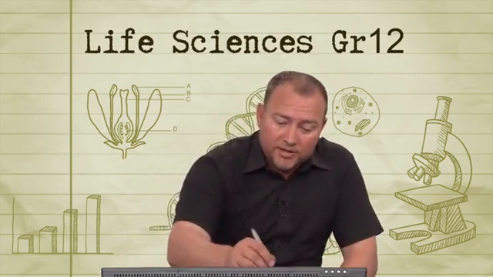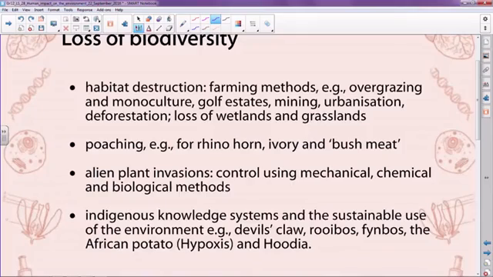So if we have a look at it, if we have a loss of biodiversity, habitat destruction. So we destroy the habitat. So we use farming methods, e.g. overgrazing. Just by doing this, we're changing everything, okay? Try poaching. That's the first thing. Habitats are there. If we start destroying them by using farms, everything changes.